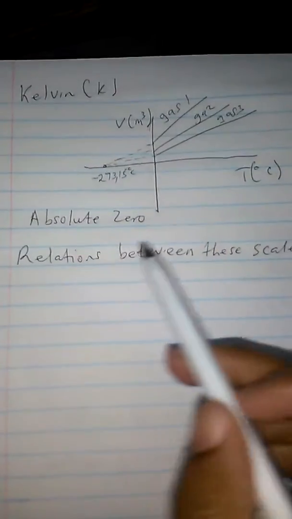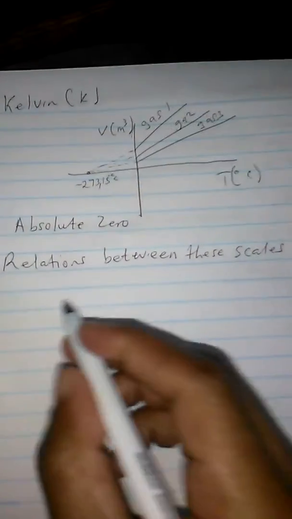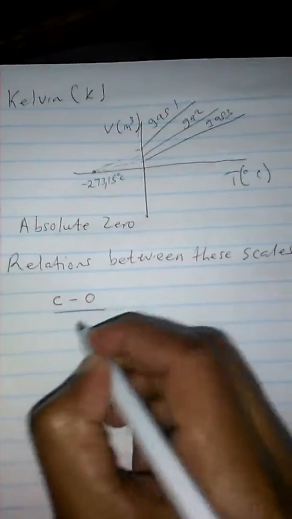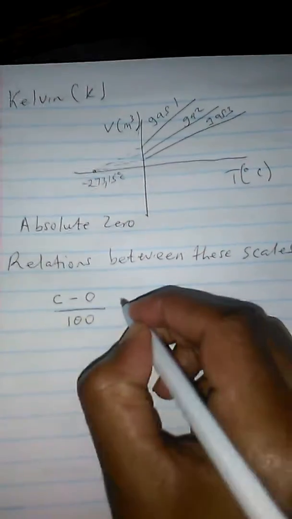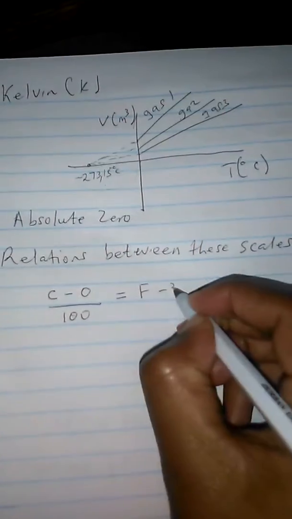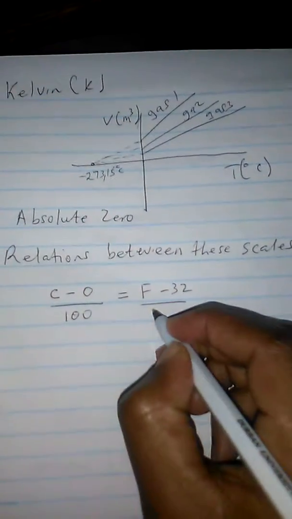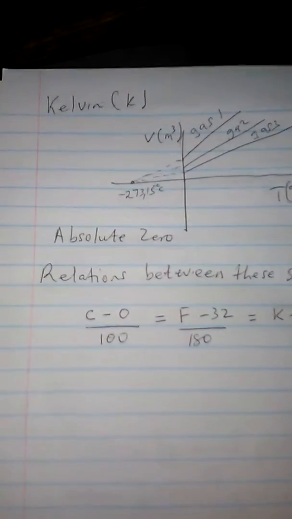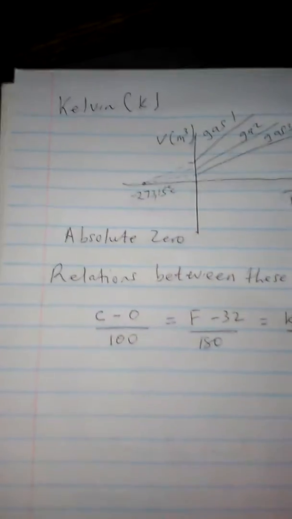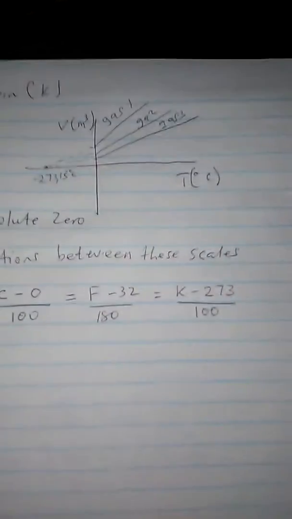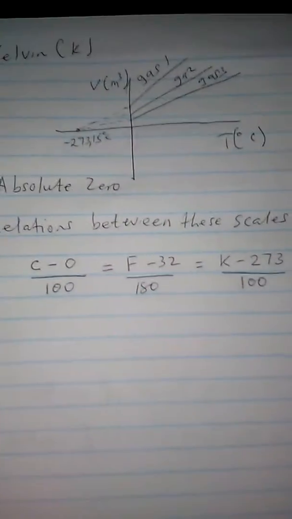When we look at these relations between these temperature scales, we find a relation like this: C minus 0 over 100 is equal to F minus 32 over 180 is equal to K minus 273 over 100. So now, what is happening here?